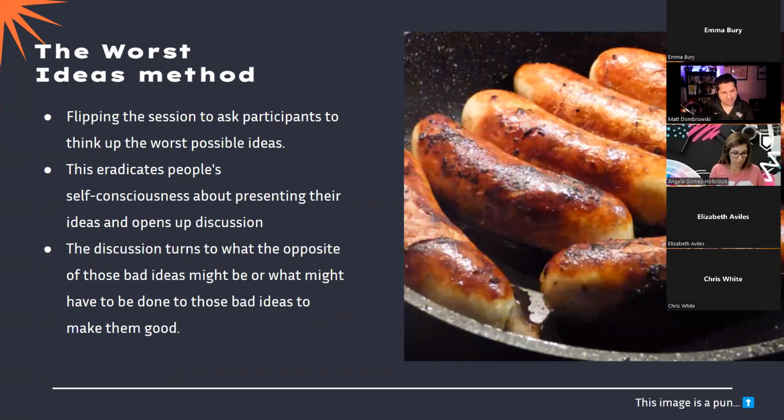Another one, this is a pun, the worst method, is having your students come up with the worst possible ideas first. This is a great psychological trick. If you have a worry wart in your class, have them say, okay, tell me all the bad things that are going to happen with your design before they happen. You'll find that they typically won't happen if they get them out of their system first.